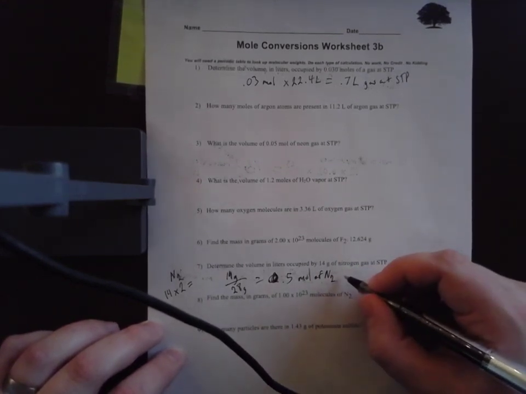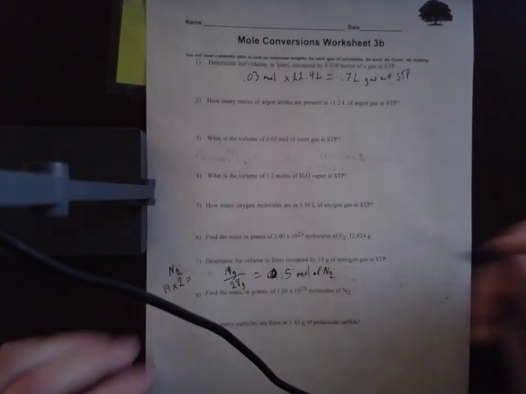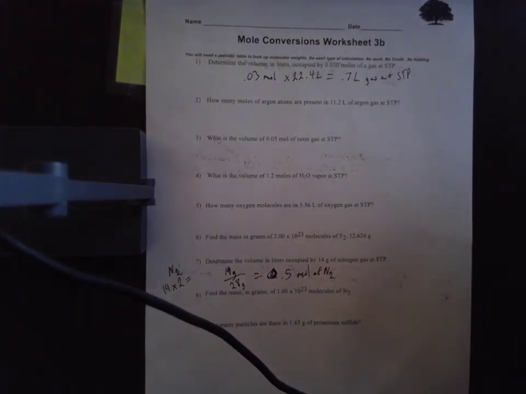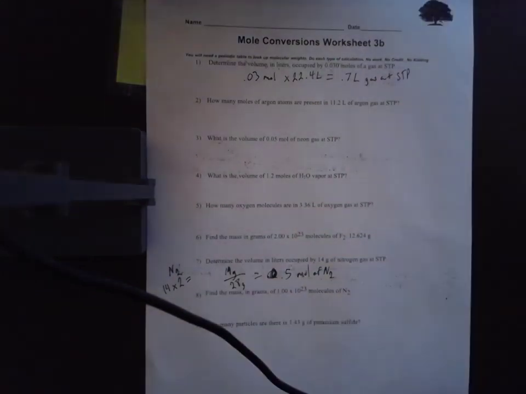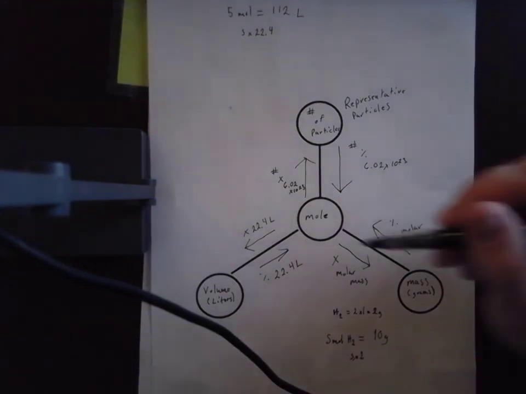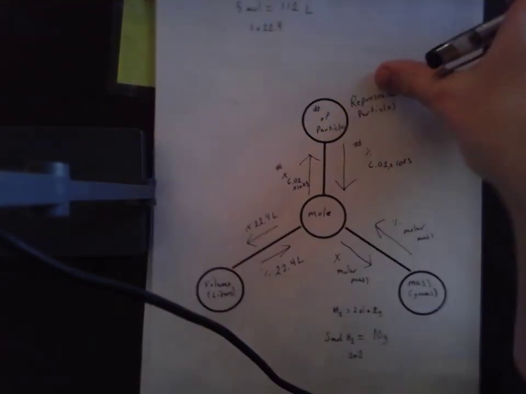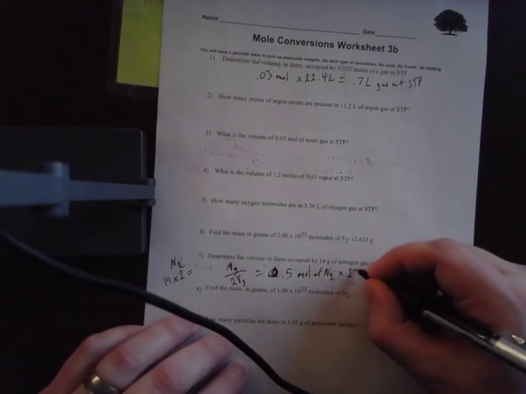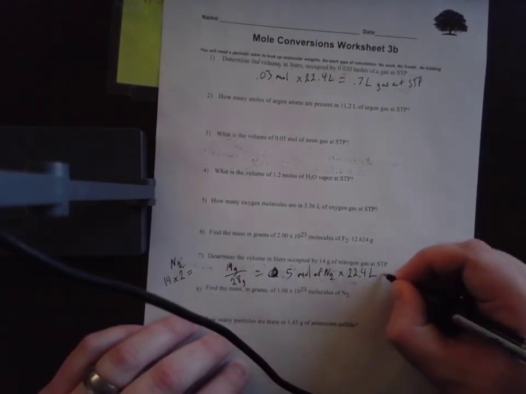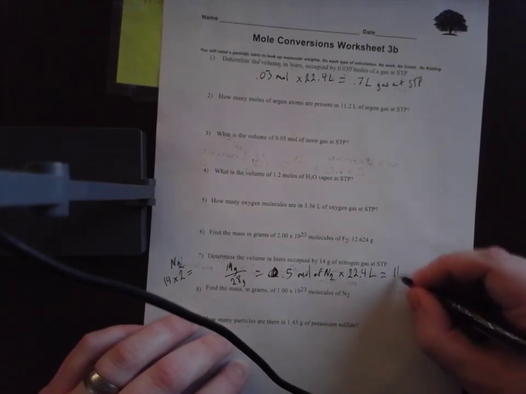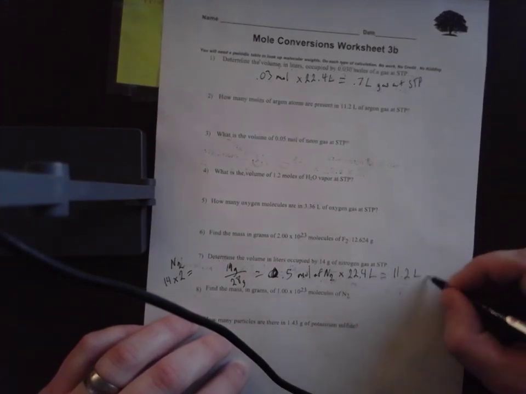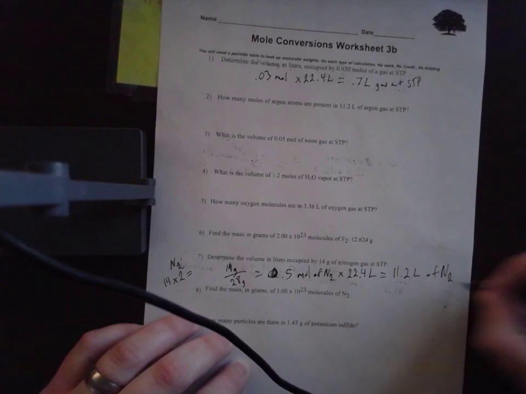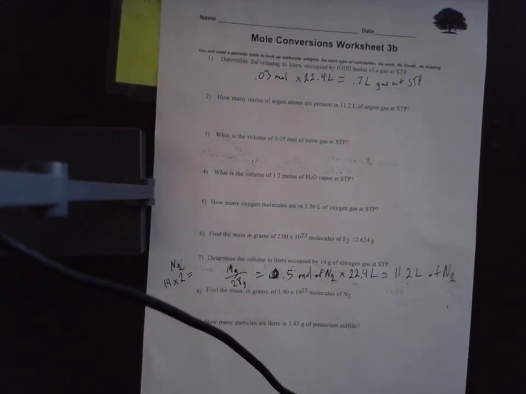To get to our volume, what do we have to do? If we're going from moles to volume, we multiply by 22.4. So times 22.4 liters, 11.2 liters of N2. And that's simple.